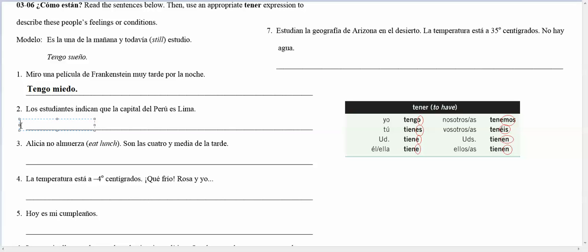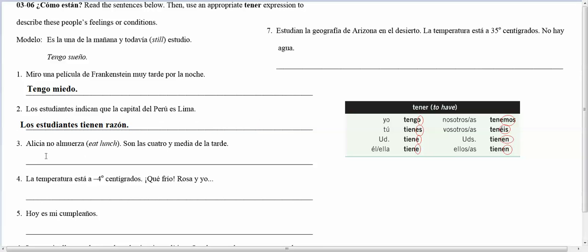Los estudiantes indican que la capital de Perú es Lima. So they're right. So I'm going to say los estudiantes tener razón. Whoops. Tener razón. Okay, and so for they are right, ellos is tienen, so I'm going to change my tener to tienen. Ellos tienen razón.